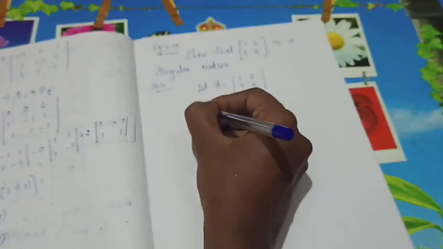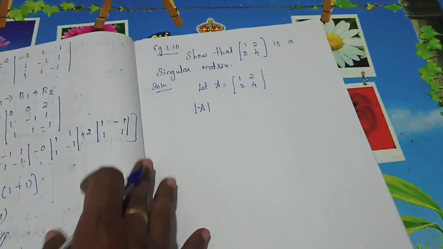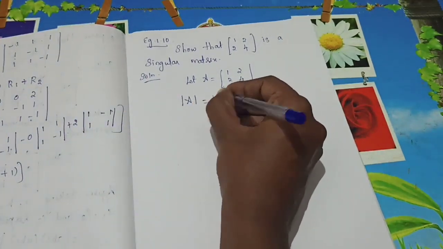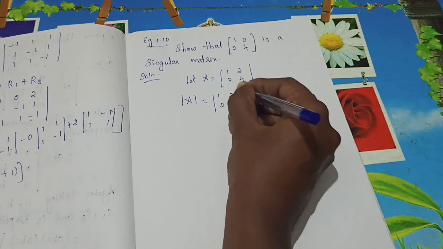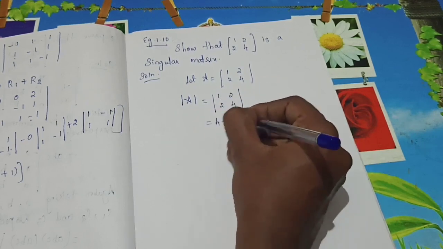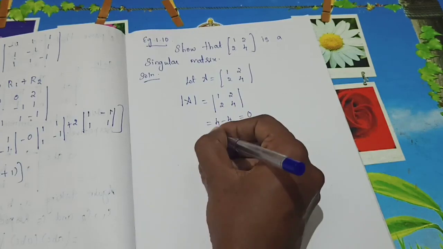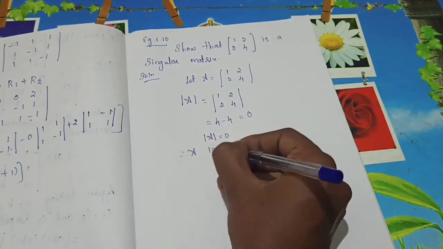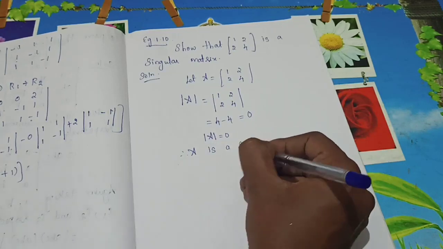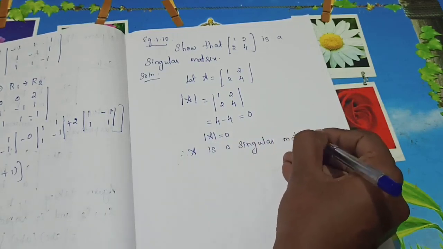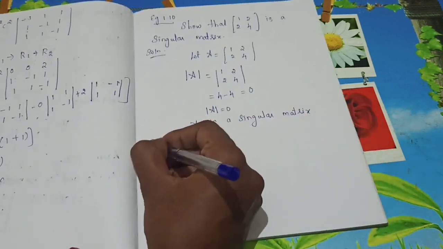Now we are going to find the determinant A. Already I taught you the determinant symbol. Determinant A is equal to 1, 2, 2, 4. How will you find the determinant? Just you will cross multiply. So 1 into 4, 4 minus 4. What's the answer? 0. Determinant A value is 0. Therefore, A is singular or non-singular? A is a singular matrix. Understand? Singular matrix. Another one small example. Next problem.